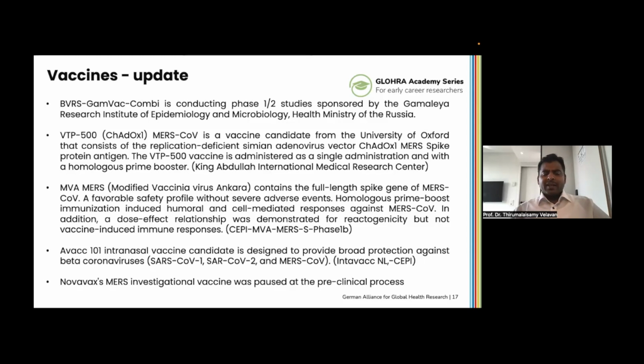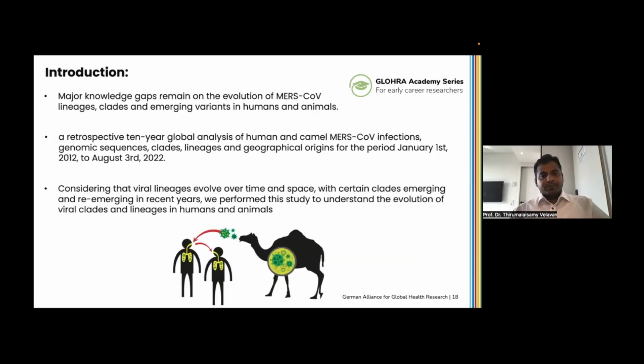The third one is based on the modified Vaccinia Ankara vector platform, produced by a company called IDT Biologika from Dessau in Germany. They are doing clinical trials with CEPI, the Coalition for Epidemic Preparedness Initiatives, across Saudi Arabia. There are other vaccines, such as the one from Intravacc in the Netherlands, also running a CEPI trial, which is looking for broader protection for SARS-CoV-1, CoV-2, and MERS-CoV. The ones from Novavax are currently paused at the preclinical stage.